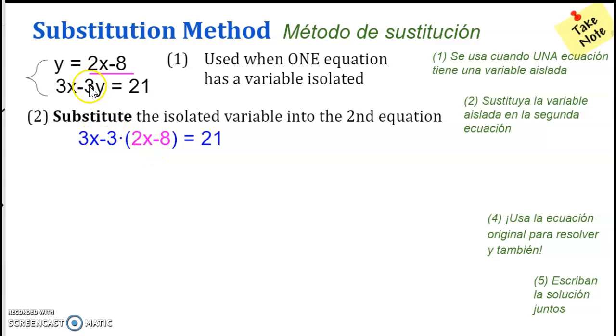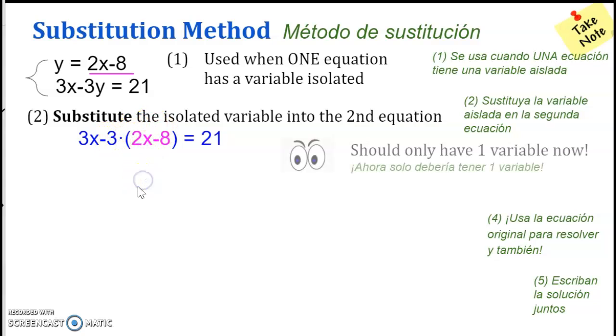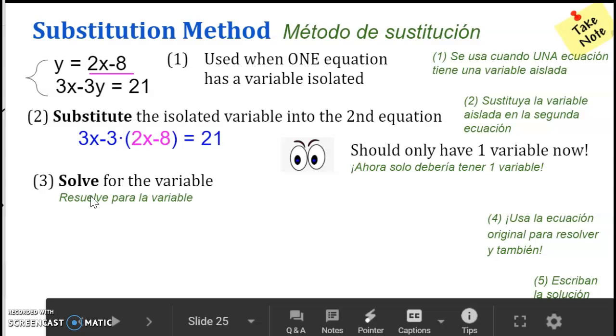Then from here, I know that 3y means 3 multiplied by y, right? Negative 3 is multiplied by y, so I put a dot there just to make sure that I remember that negative 3 is multiplied to what's in the parentheses. At this point, you should only have one variable now. That's something that you need to make a note of. If you do not, then you're doing something wrong. You cannot use the substitution method, or there are some additional steps involved. Then you solve for the variable.